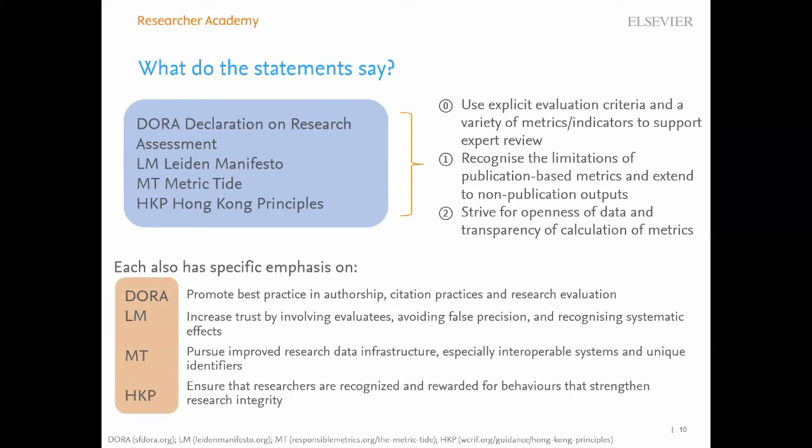The Leiden Manifesto pushes trust by involving those being evaluated and recommends avoiding false precision. The Metric Tide suggests pursuing improved research data infrastructure, and the Hong Kong principles look to ensure that researchers are recognised and rewarded for behaviours that strengthen research integrity.